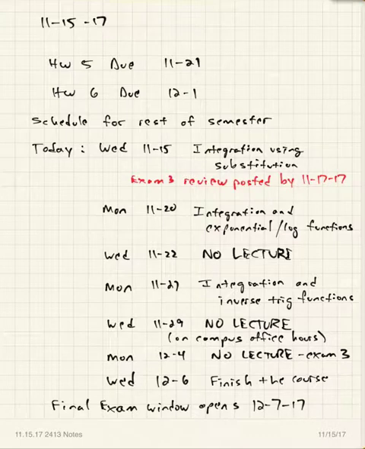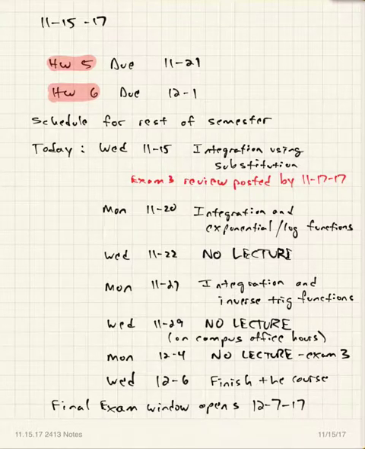Today's November the 15th. I have a couple of announcements to make here at the beginning of our lecture. First of all, I wanted to remind you that homework 5 is due next Tuesday, November 21st. Homework 6 is due about 10 or 11 days later on December the 1st. So please get started on those homework assignments. Don't get behind. See if you can get those finished up.